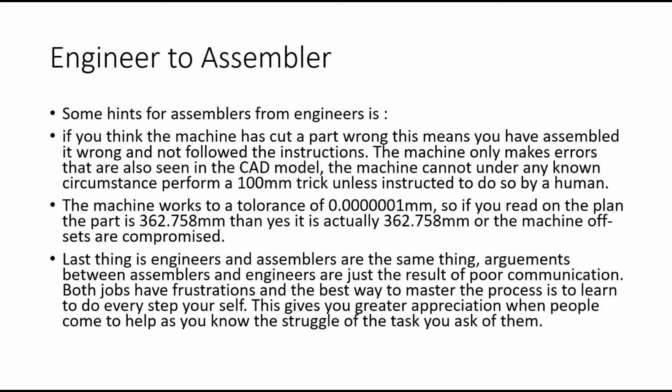The machine works to a tolerance of something like a million decimal points, or some crazy thing like that. Most of them work to about 6 or 7 decimal places. I've worked with Anderson machines where I honestly don't know how many decimal places it was lifting off. But the bottom line is that if you read on the plan that the part is 362.758 millimeters, then yes, it is actually 362.758 millimeters, or the machine offsets have been compromised.